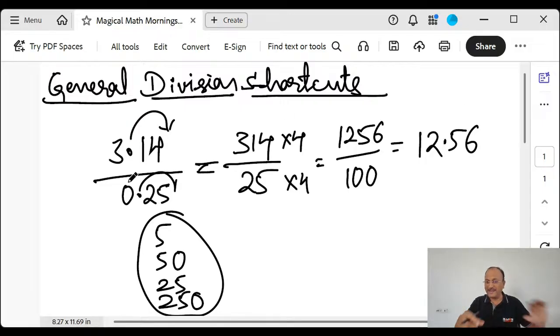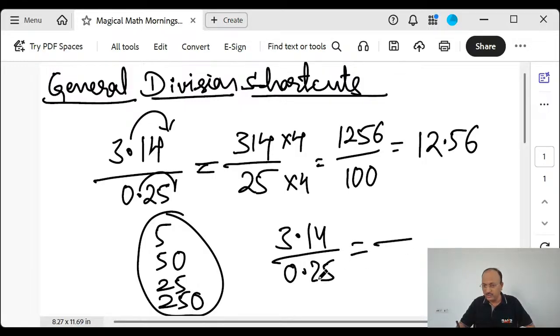Just practice these things and keep yourself ready. Tomorrow we are going to use 25 by 4 to get a whole number. 25 into 4 means 100. Yes, that's what we are telling. 0.25 into 4 you will get 1.0. So this also we can multiply by 4. This is also an easy method. 3.14 by 0.25 means multiply by 4, you will get 12.56.